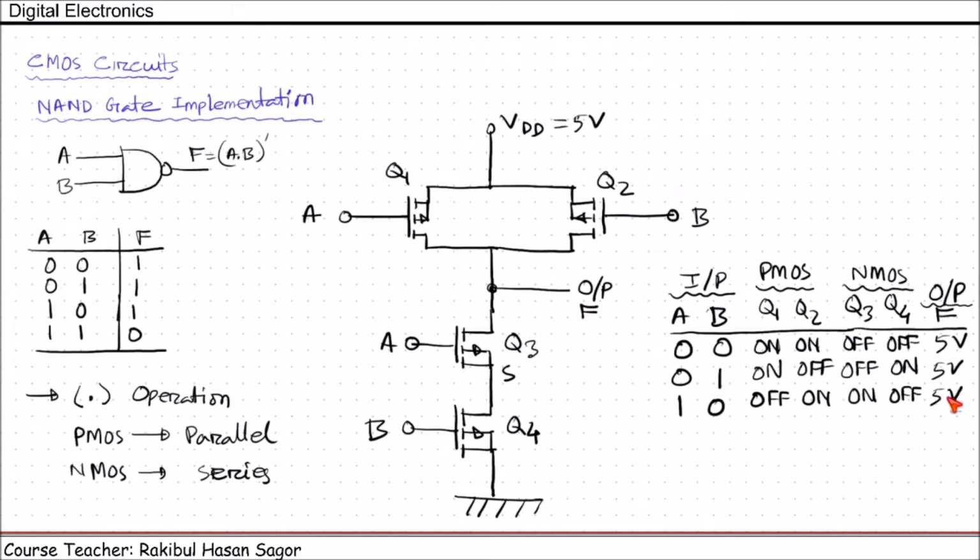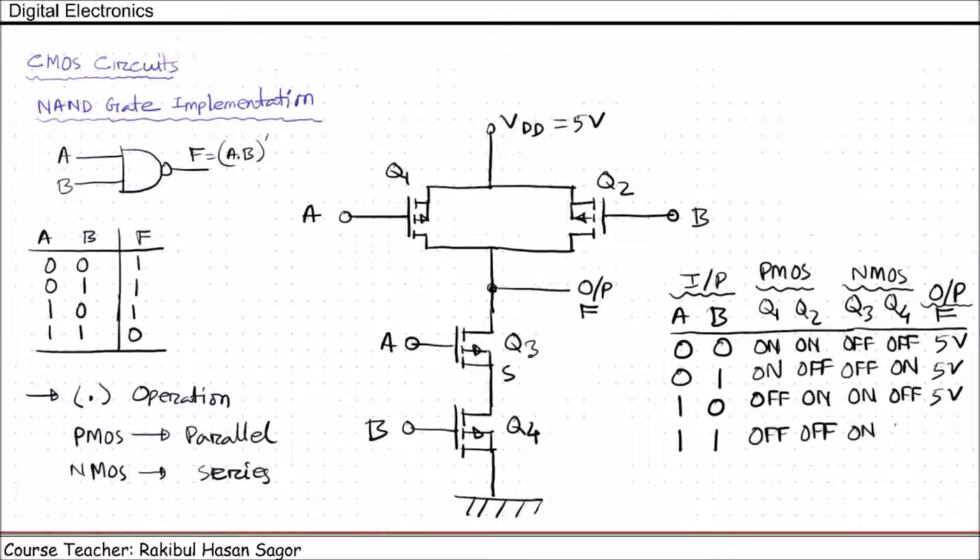So you can say output voltage will be 5 volt. Now for 1 1, what will happen? Q1 and Q2 both will be off, and Q3 will be on, because we are providing high voltage here and high voltage here in the gate side. So for NMOS they will be shorted, and Q3 will be on and Q4 will be on.